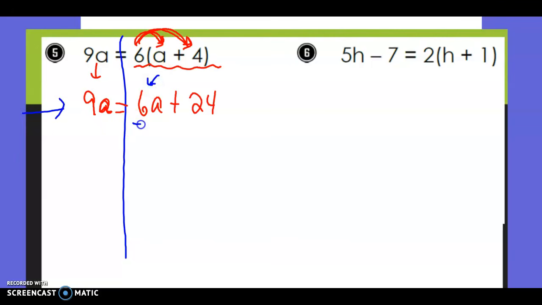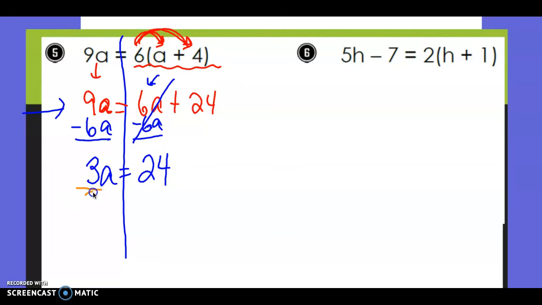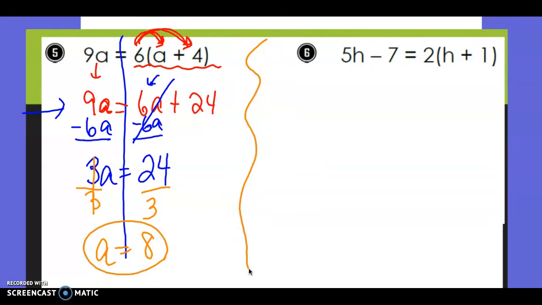So I'm going to subtract 6a, or put a negative 6a underneath there. And what I do to one side, I do to the other. These are now gone. 9a minus 6a is 3a, and then I have 24 left on the right. My final step is to divide by 3. This gives me 1a, and 24 divided by 3 is 8. Let's look at this number 6.